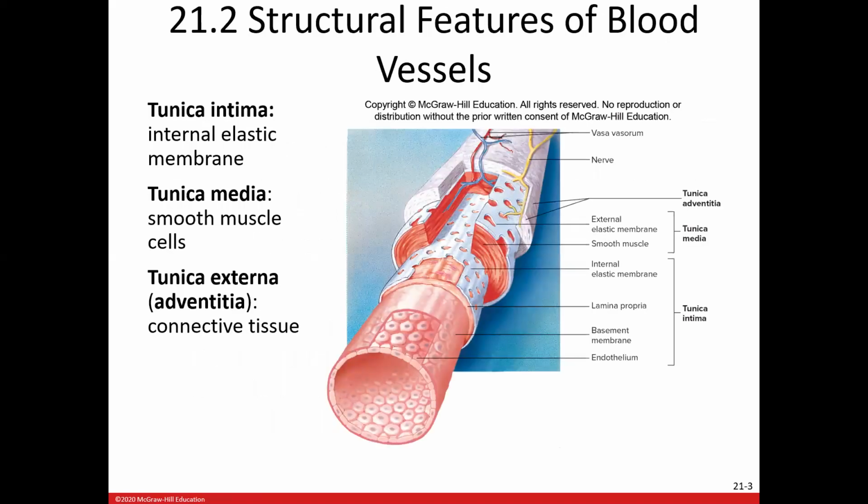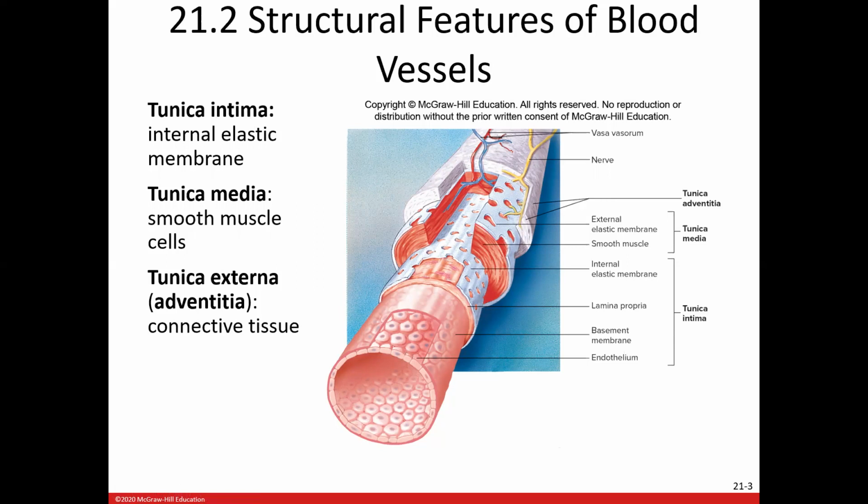So, in terms of the actual features of blood vessels, there are three layers to consider. So the deepest layer of the blood vessel is called the tunica intima. And that is the deepest layer. So think intima, think intimate in terms of closeness to the core. This layer has a lot of elastic tissue, allowing it to stretch and contract in order to change the diameter.